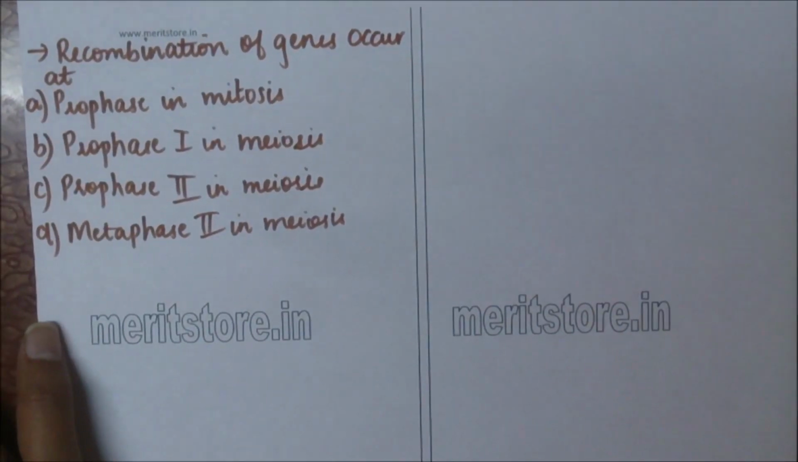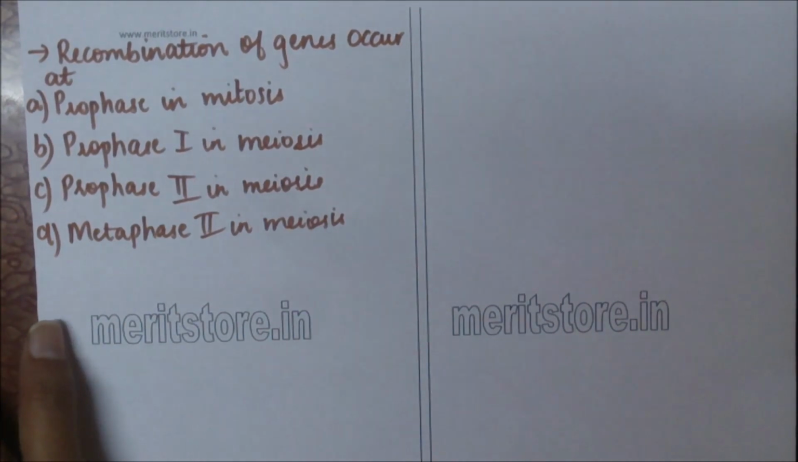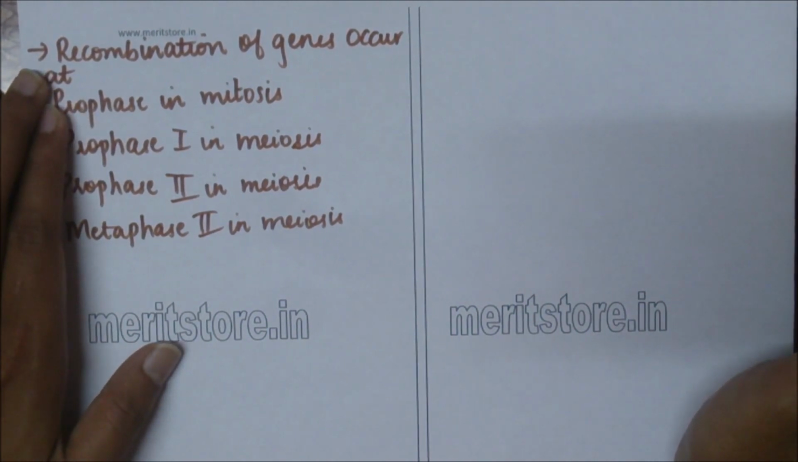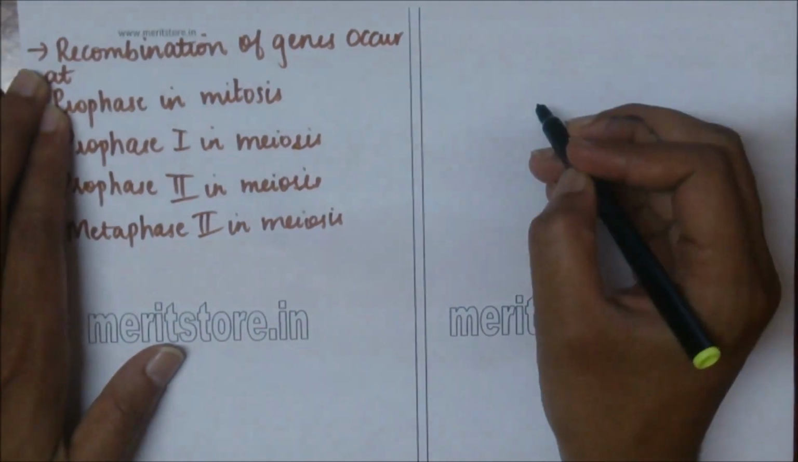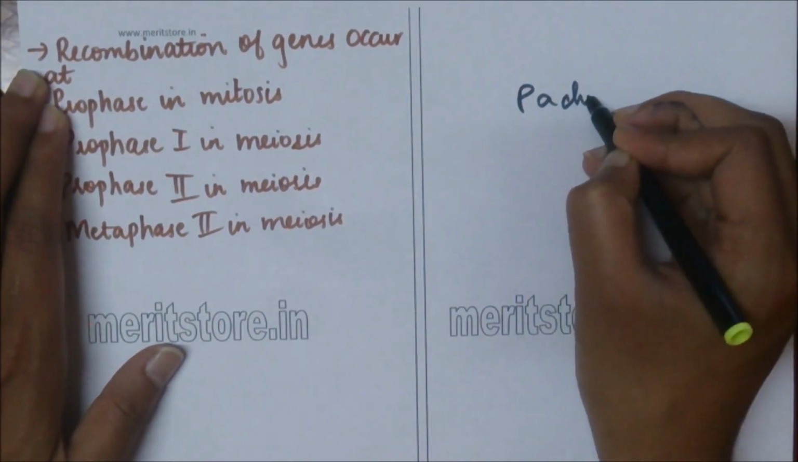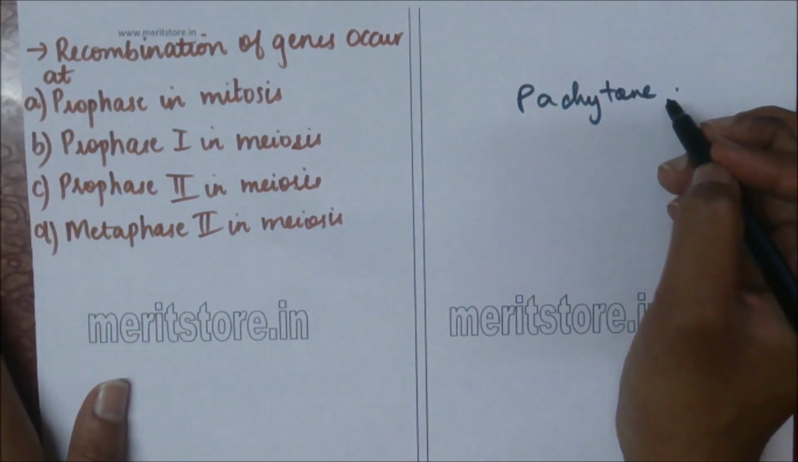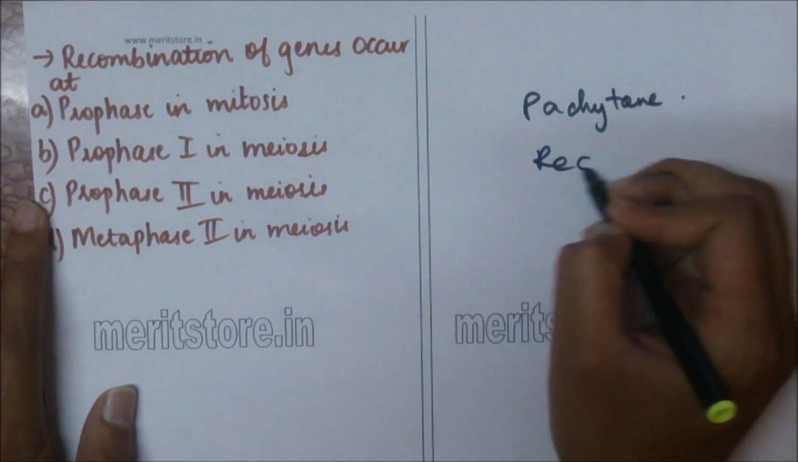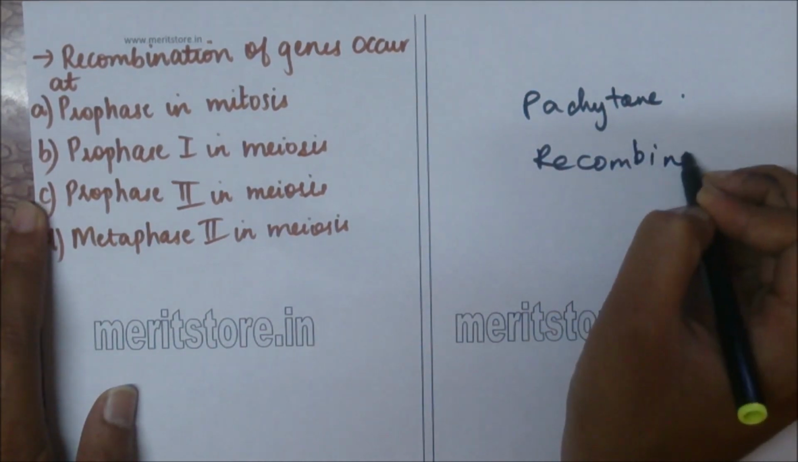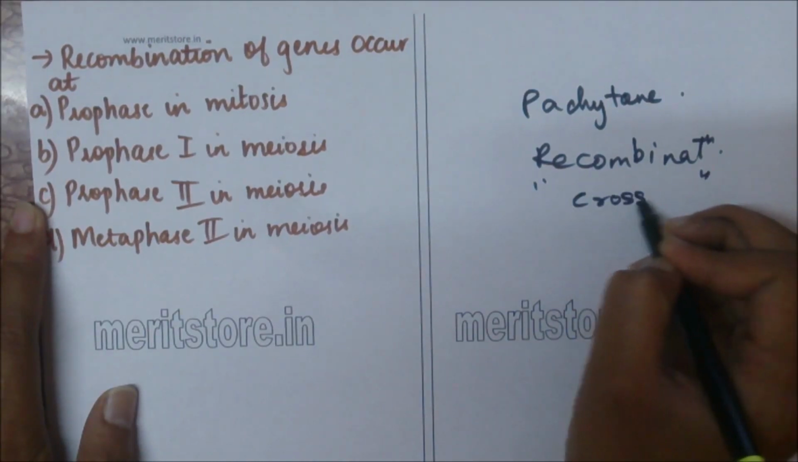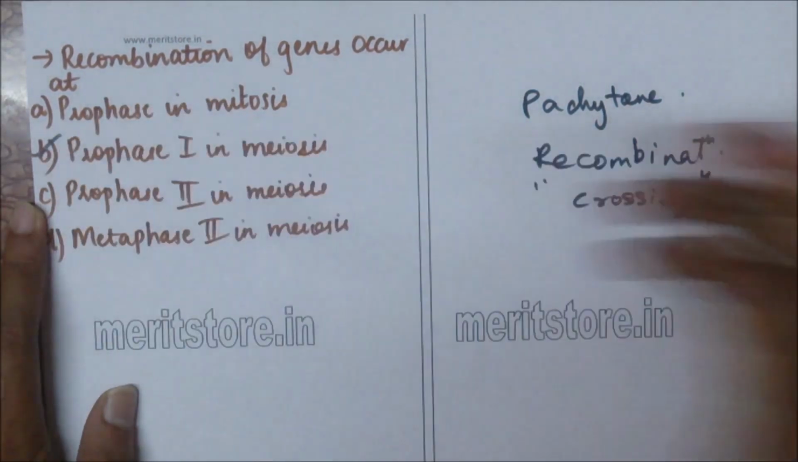Recombination of genes occurs at A. prophase in mitosis, B. prophase 1 in meiosis, C. prophase 2 in meiosis, D. metaphase 2 in meiosis. Crossing over of homologous chromosomes occurs in prophase 1, at the pachytene stage. It is also known as recombination, or crossing over. So option B is the correct answer.